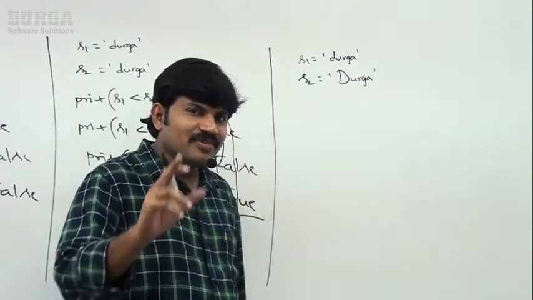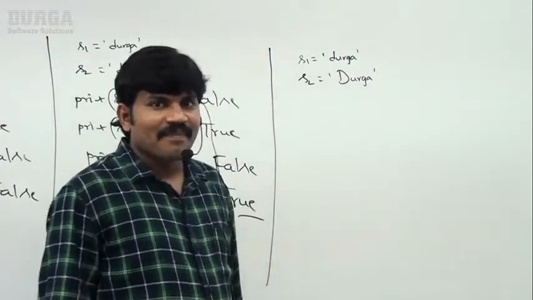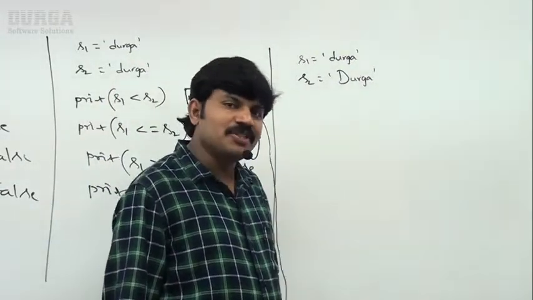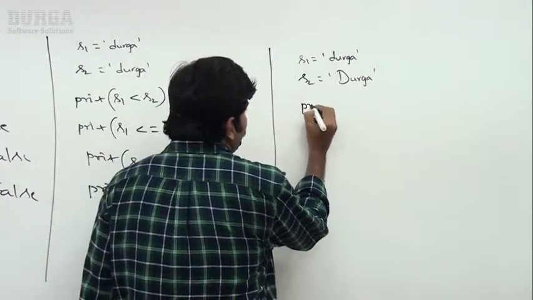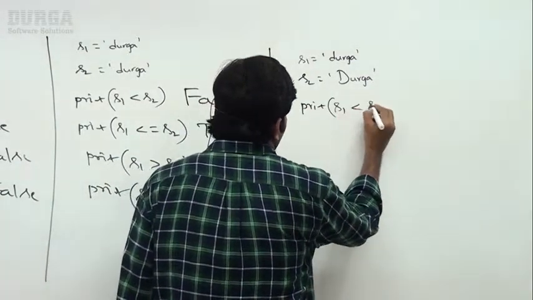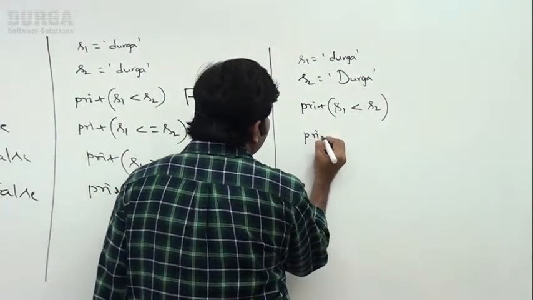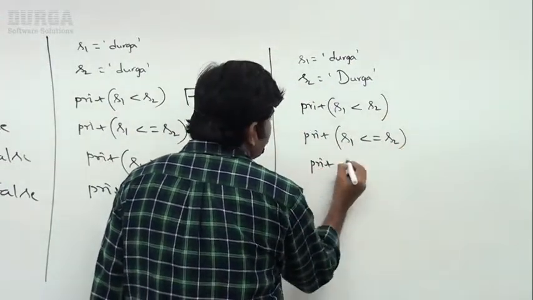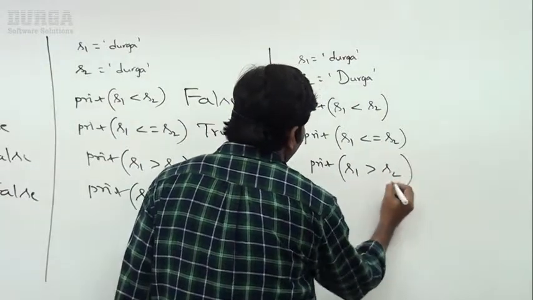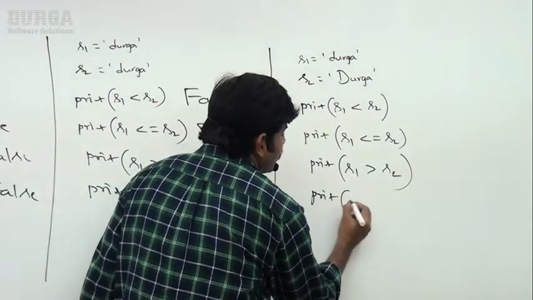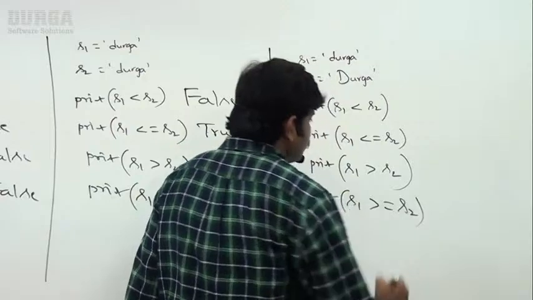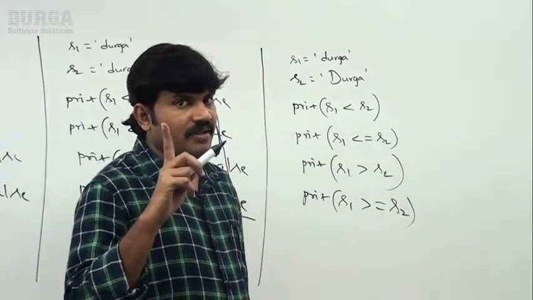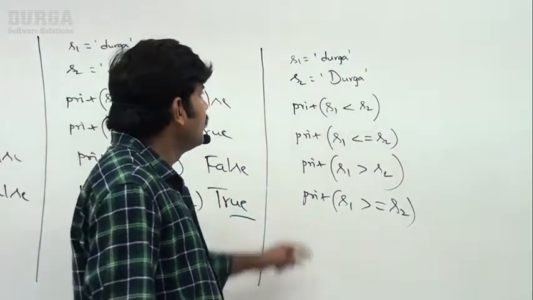Sir, which is bigger, which is smaller? Small d, capital D, I mean lower case d, upper case D. Which is bigger, which is smaller? Now I am taking print of S1 less than S2, print of S1 less than or equal to S2, print of S1 greater than S2, next print of S1 greater than or equal to S2. Can you please tell what answer you are going to get? Very simple, you people should be aware.